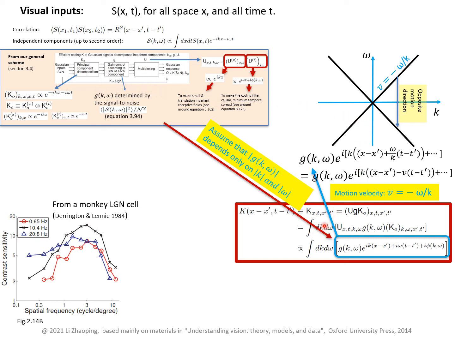Then if we integrate over all these frequencies, different velocity directions for a single filter will cancel each other, so the whole spatial temporal filter is not preferring any motion direction over another, and this filter is therefore not tuned to any motion direction. And this is the case for retinal ganglion cells in cats and monkeys.